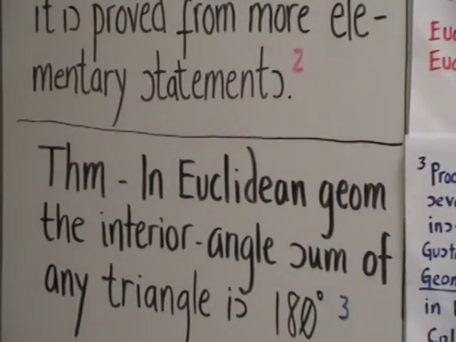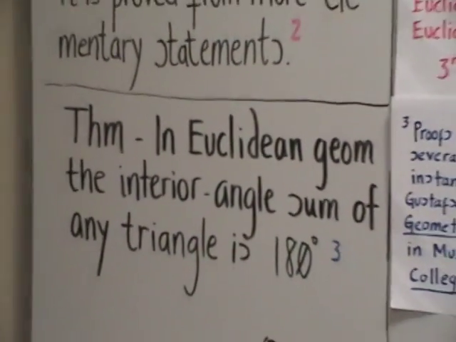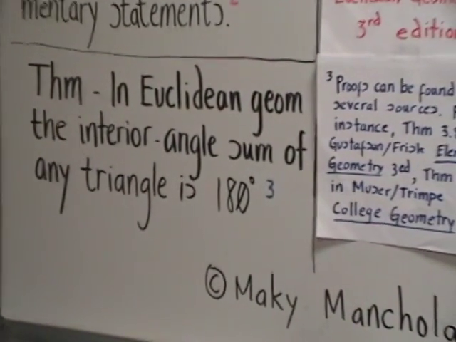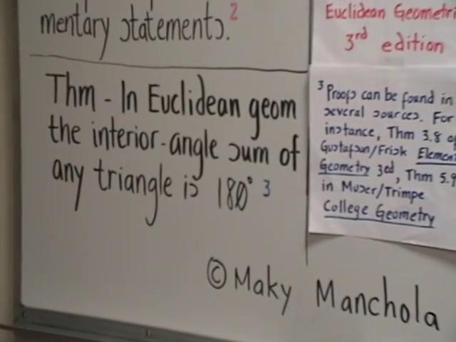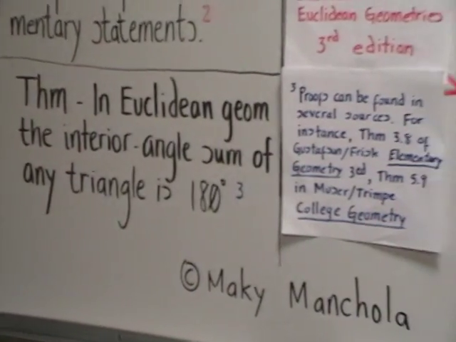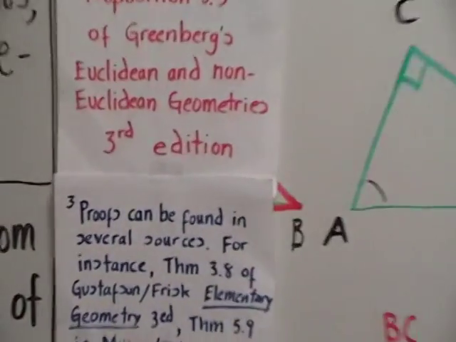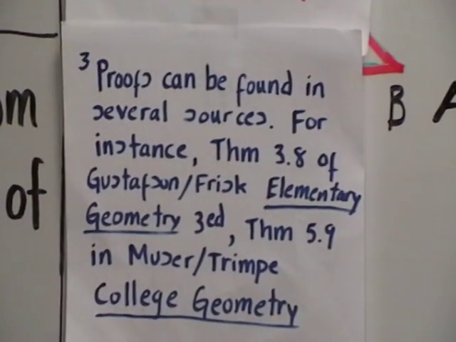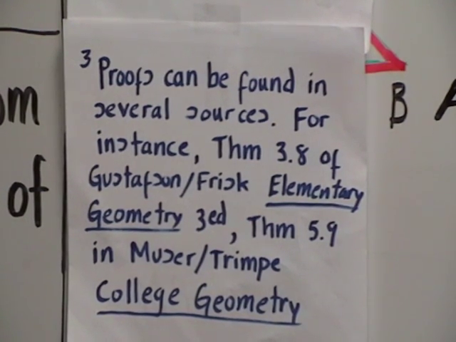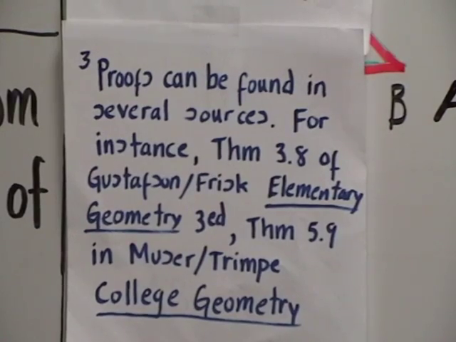Now, our next statement, very well, many of us are very familiar with it. In Euclidean geometry, the interior angle sum of any triangle is 180 degrees. We can find proofs of this in various places. Here I have a couple of references. One of them is Gustafsson and Frisk, Theorem 3.8. Another one is Musser-Trim's College Geometry, Theorem 5.9.